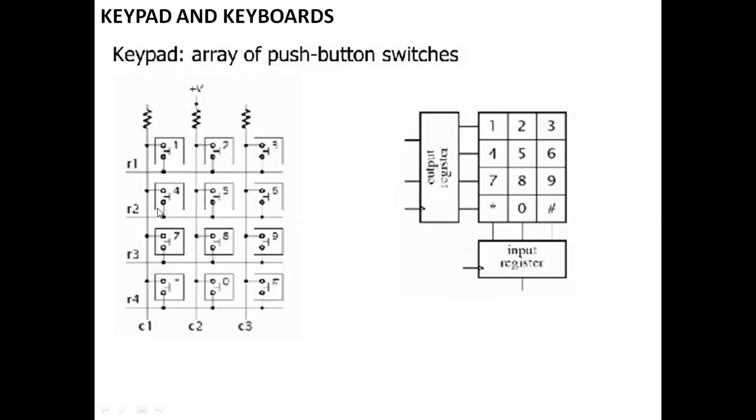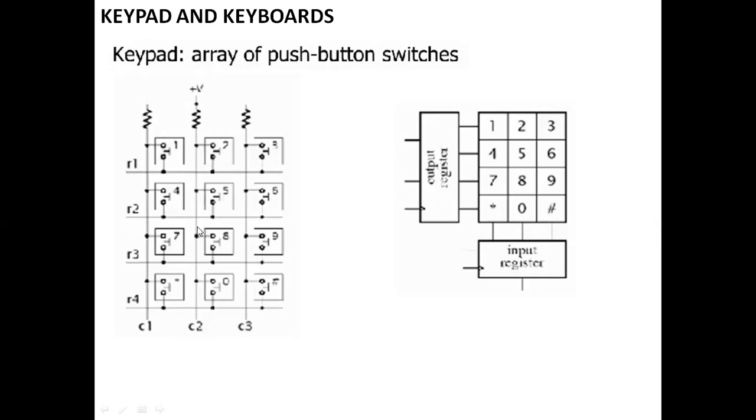We can find 4 rows, R1, R2, R3, R4, and 3 columns, C1, C2, C3. If no switch is pressed, the columns C1, C2, and C3 are connected to the plus VCC via the resistor R. Therefore, C1, C2, and C3 will be pulled high to the plus VCC voltage level.